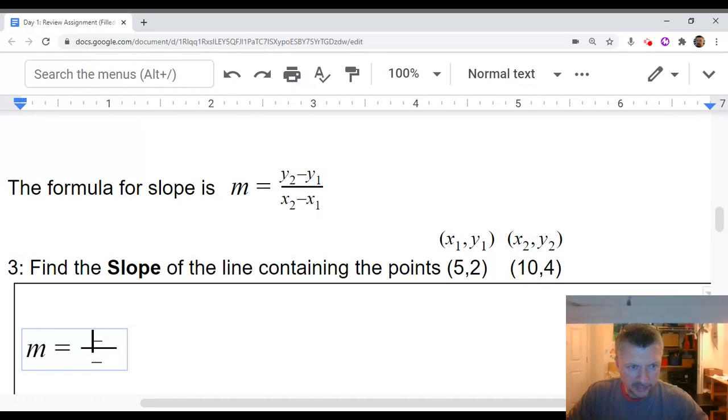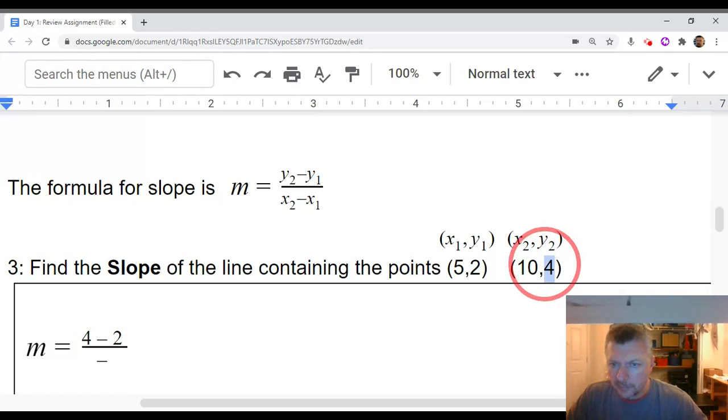So up here, the 4, y2 minus y1. y2 minus y1 is, that would be 4 minus y1 is 2. Okay. Again, 4 minus 2. Okay, good. And then we have the x2 minus x1.